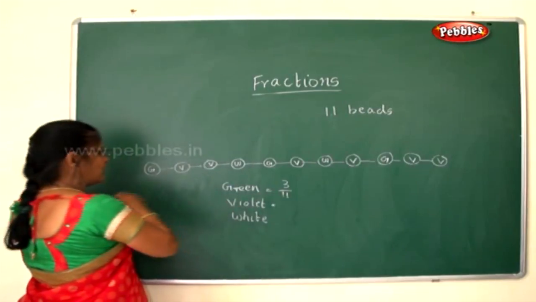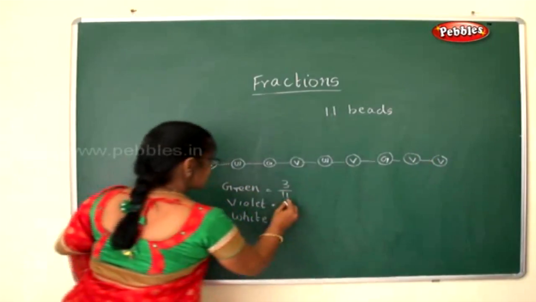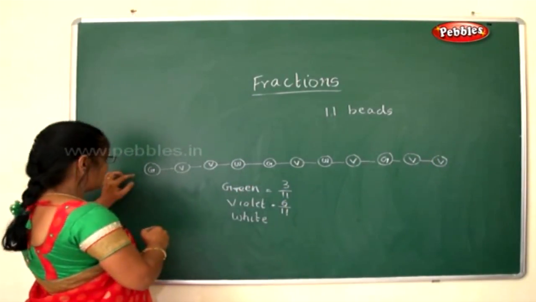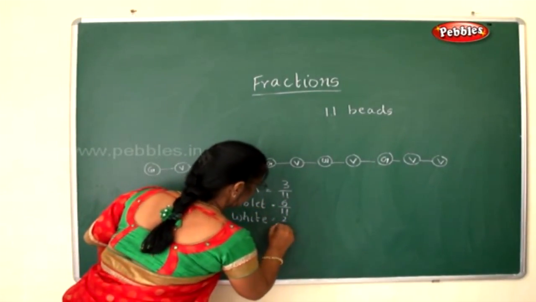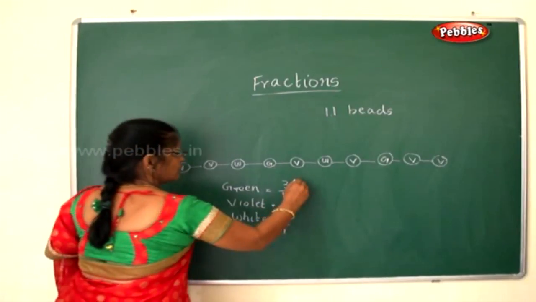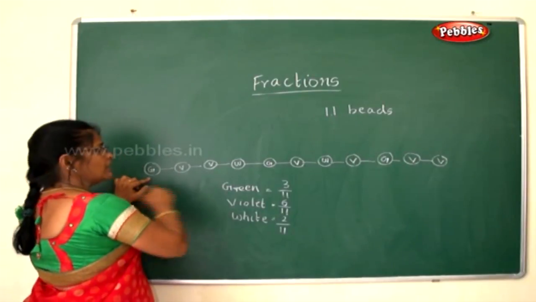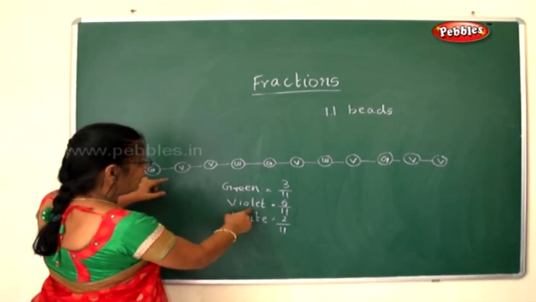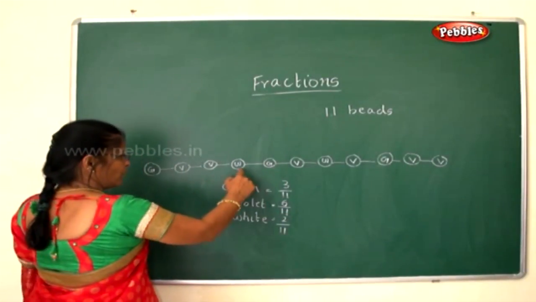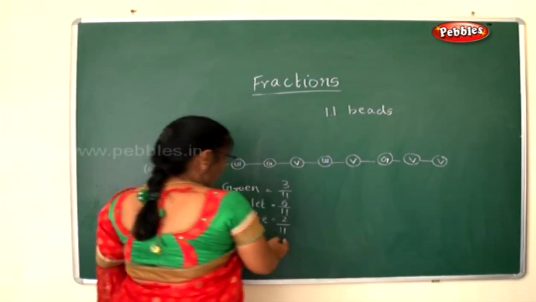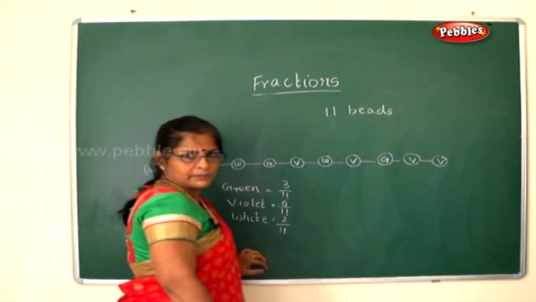Okay, now tell me how many are colored in white? 2 are colored in white. So the green color is 1, 2 and 3. 3 out of 11 are colored in green color, and violet is 6, that is 6 by 11. And white is 2, colored in white color. That is 2 by 11. This is what you call the numerator and the denominator.